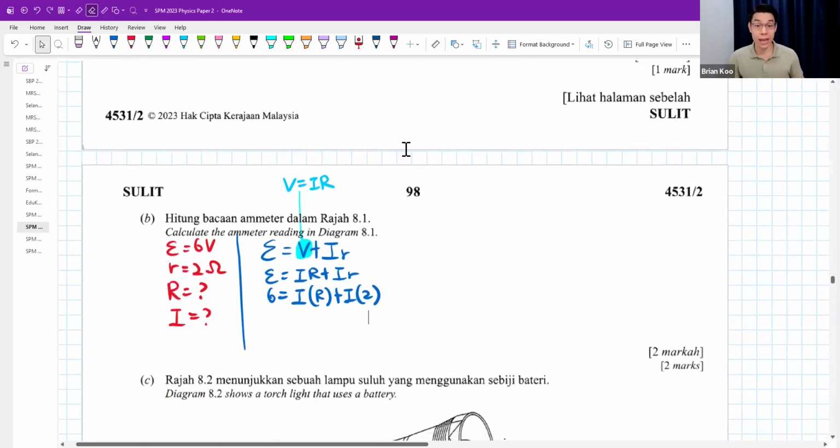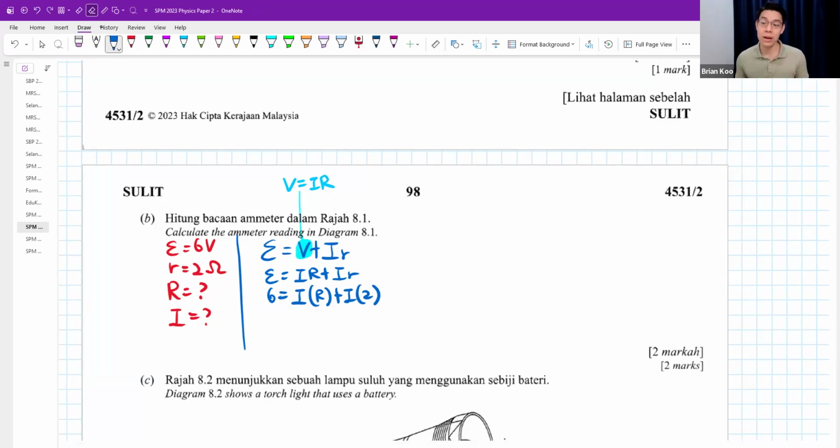But don't go and leave it blank, because if you leave it blank, you get no marks. They won't give you bonus for this one. Objective maybe can, but structure they won't give you bonus. If you never write anything, we assume you don't know. So you just do whatever you know. One of the ways is you can still go and find the current, but you leave the R as the unknown. So you can factorize out the I from both, and what is left is R plus 2. And then the answer is 6 divided by R plus 2.